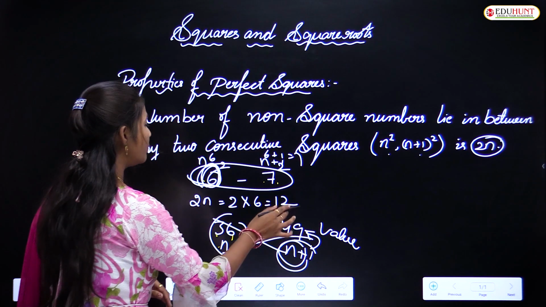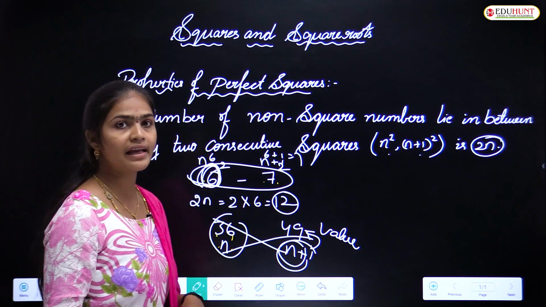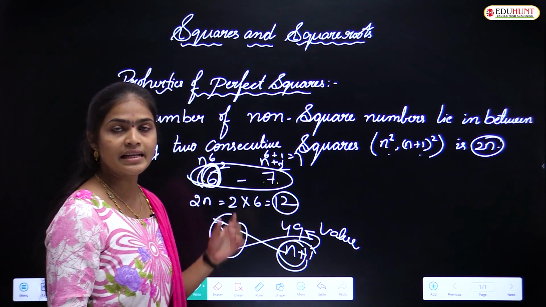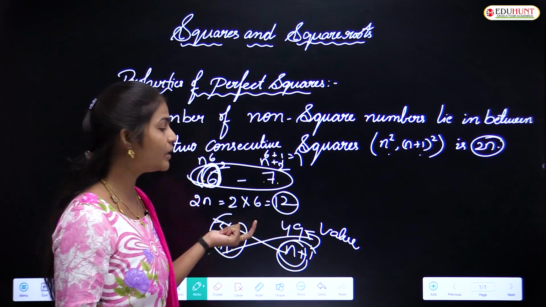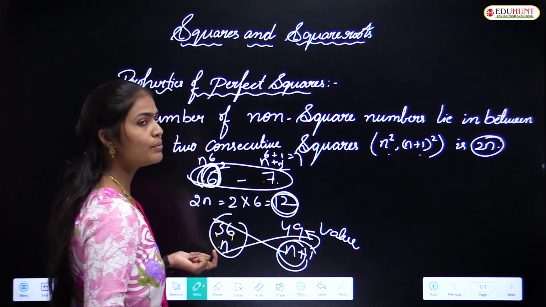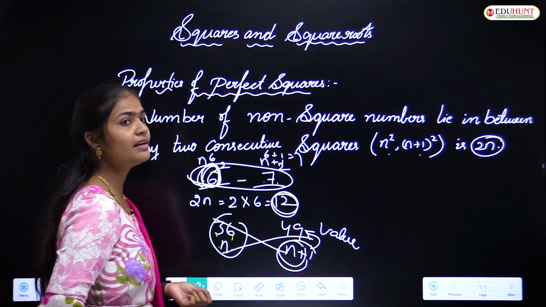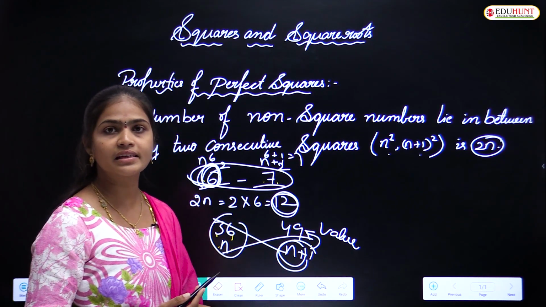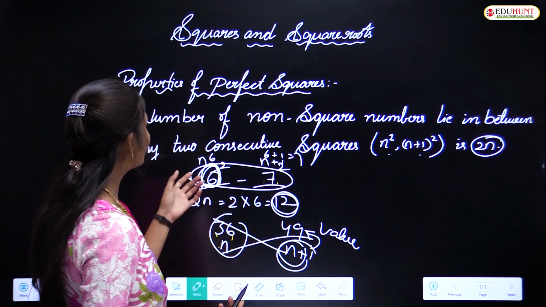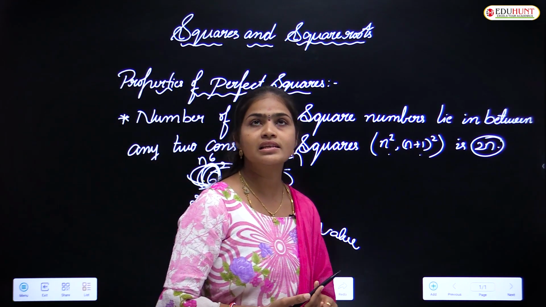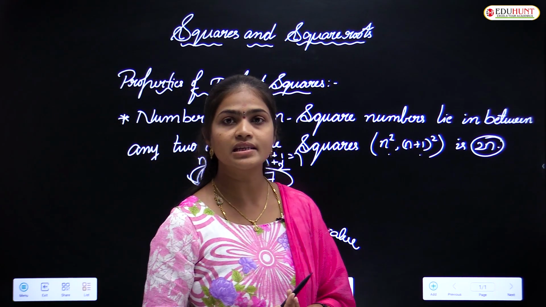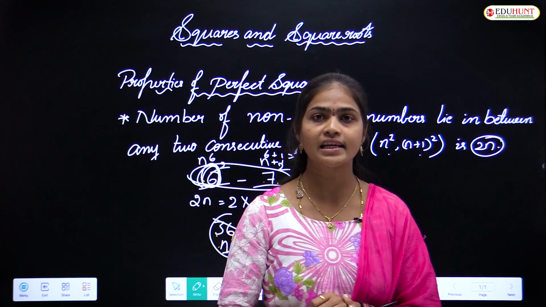So how many non-square numbers lie in between n square and n plus 1 whole square? 12 numbers. 12 non-square numbers lie in between 6 square and 7 square. Is it clear? So this is about this point. In this video, how many points did we discuss? 3 points. What are those once again?